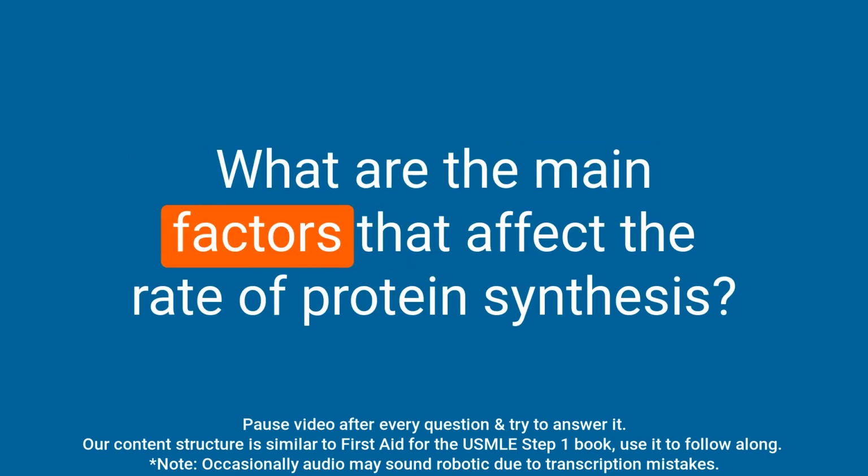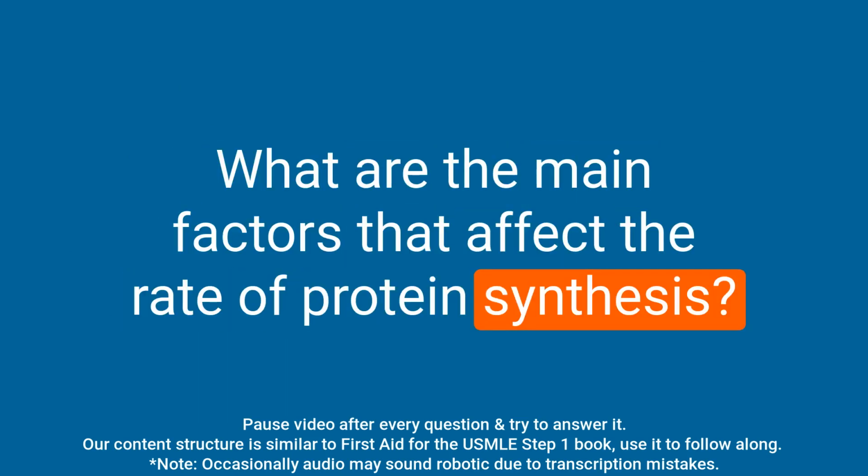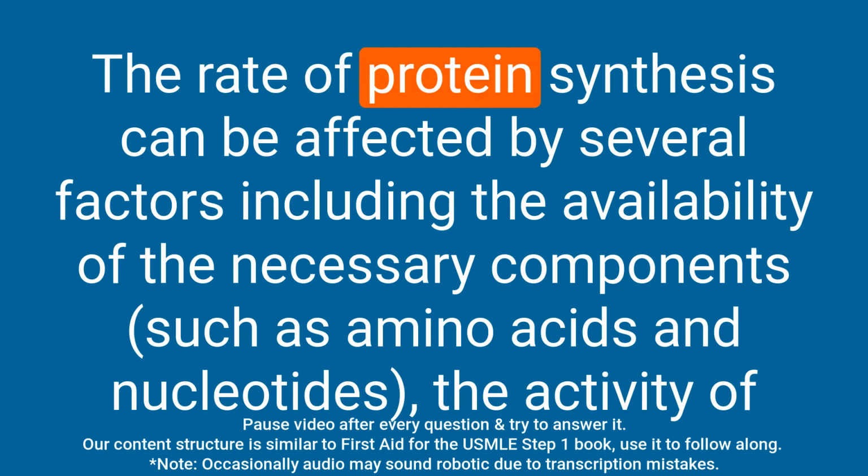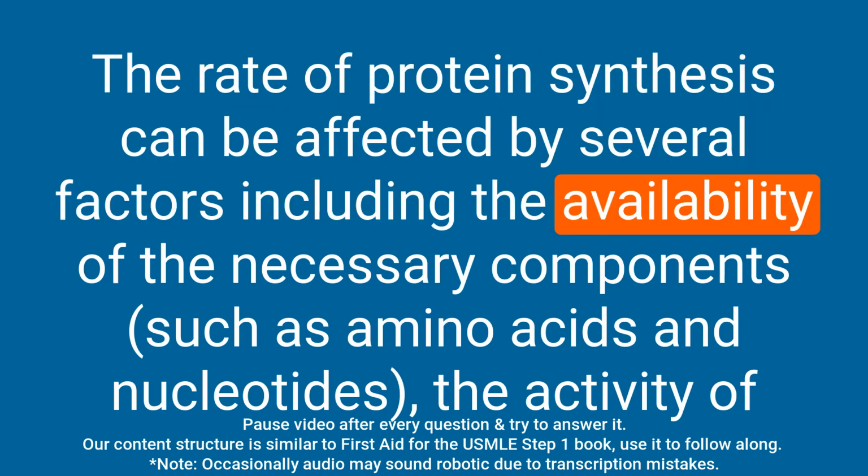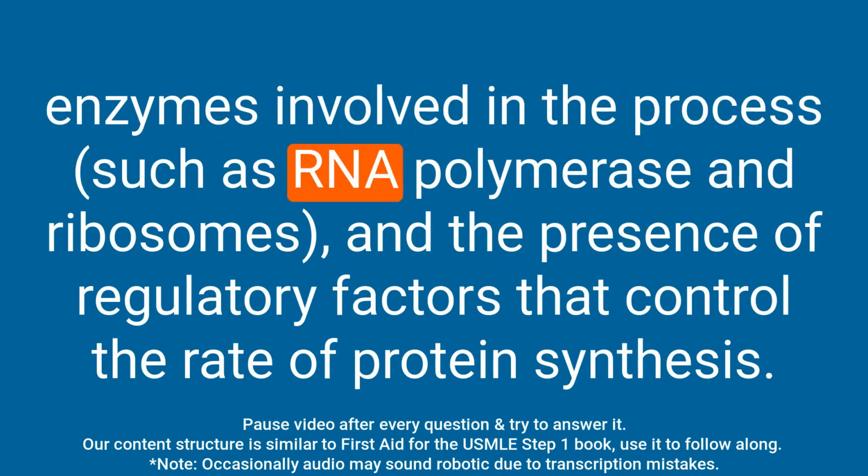Question: what are the main factors that affect the rate of protein synthesis? Answer: the rate of protein synthesis can be affected by several factors, including the availability of the necessary components, the activity of enzymes involved in the process, and the presence of regulatory factors that control the rate of protein synthesis.